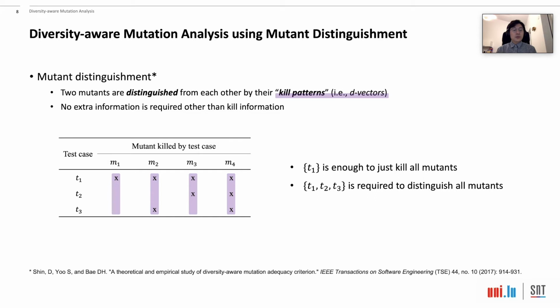In the definition of mutant distinguishment, 2 mutants are distinguished from each other by their kill patterns. For example, in the example below, each mutant has a unique kill pattern made by the 3 test cases given in the table. Note that no extra information is required other than just the mutant kill information, which was actually required for the traditional mutation analysis. In this example, we can already see that T1 is enough to kill all the mutants. However, the three test cases T1 to T3 are required to distinguish all the mutants from each other.